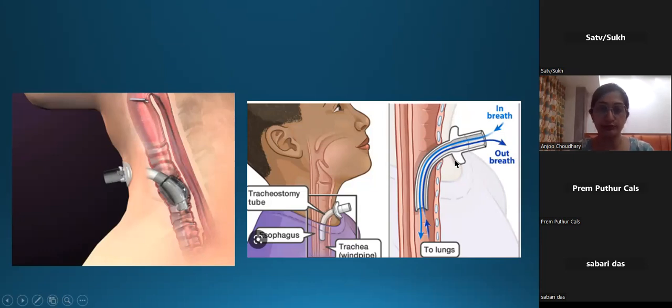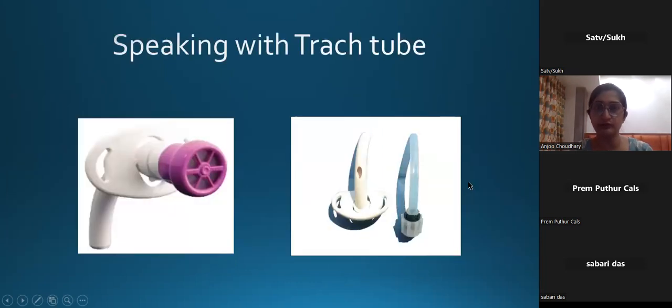So if we try to understand the speaking valves, the purple thing is a speaking valve. The speaking valve will not work on a cuffed tube because if the cuff is inflated, the patient cannot speak with a speaking valve. It can work with a cuffed tube, but it has to be a fenestrated tube. So these are the speaking options which can be given to patients, these valves and fenestrated tubes.